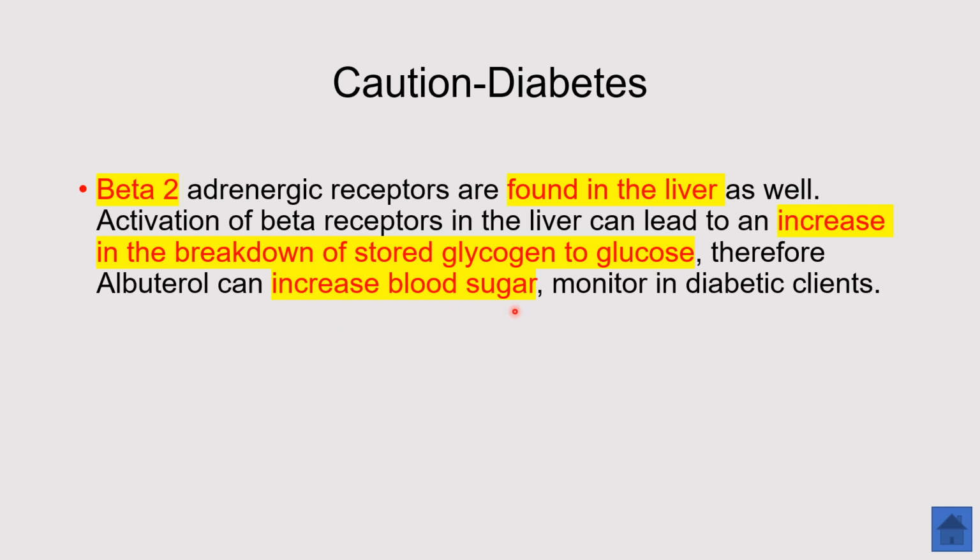So you have to be very careful when you give this drug to a diabetic patient, right? It's not going to cause a whole lot of increase in blood sugar, such as oral steroids or oral prednisone. But you still need to monitor the blood sugar level in patients with diabetes when you give this beta-2 adrenergic agonist.